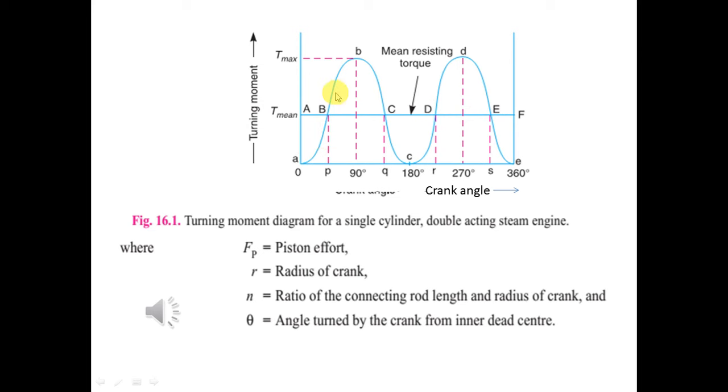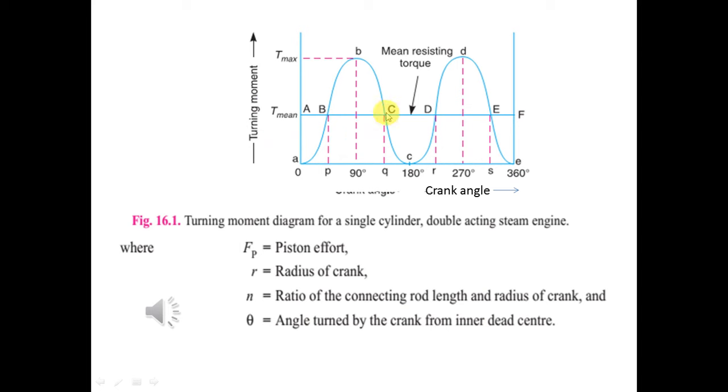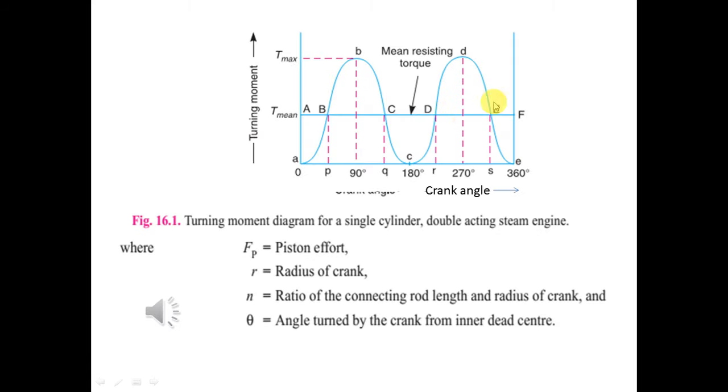So this ABC, small a, small b, and small c, represents the turning moment diagram of the outstroke. Now what about the next one? See this area, C, D and E, and here also small c, small d and small e. Again the cycle repeats, and this line is called the mean torque line. You will be seeing it now. The curve CDE is the turning moment diagram for the instroke and is somewhat similar to the curve ABC. So this is the outstroke and this is the instroke.